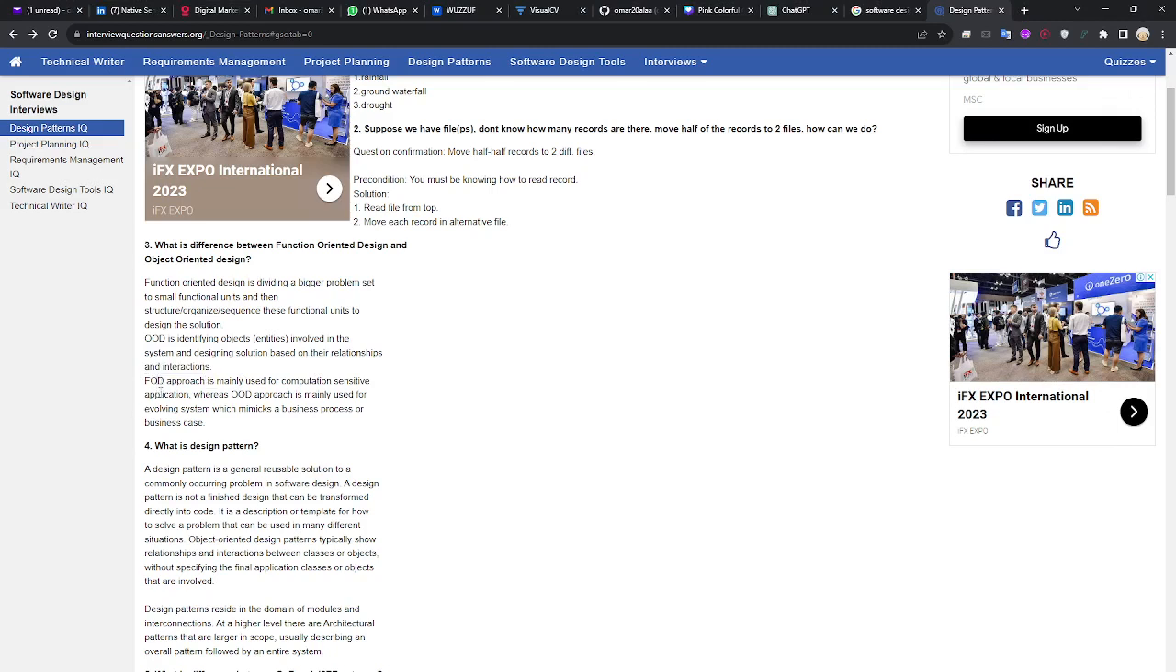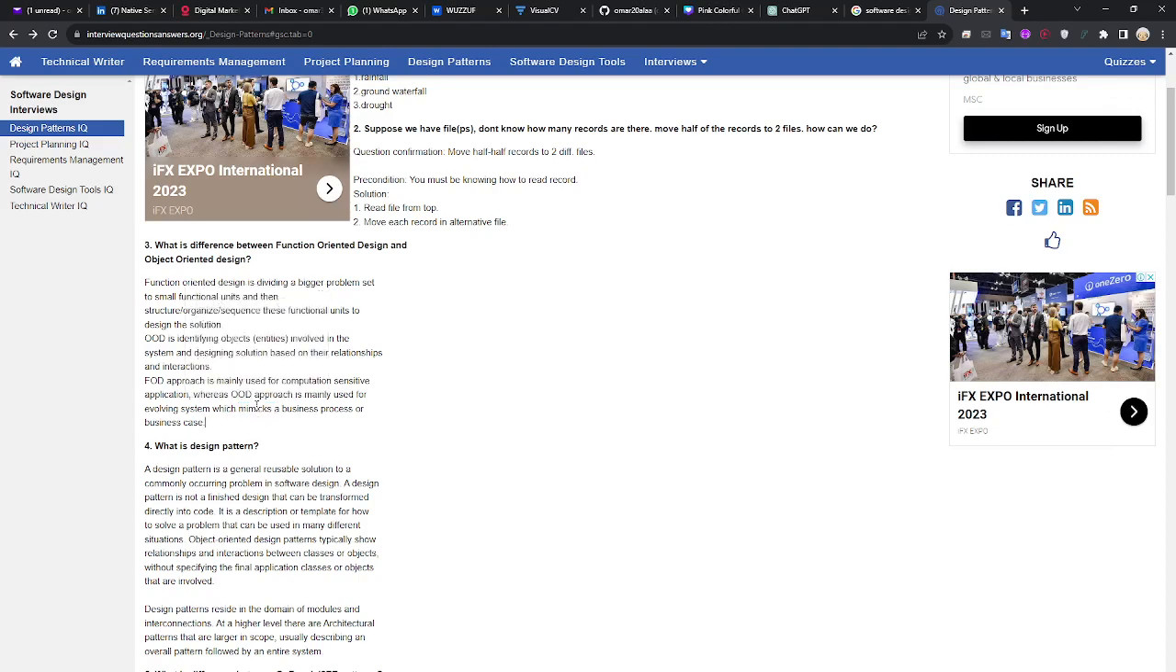The function-oriented design approach is mainly used for computation sensitive applications, whereas an object oriented design approach is mainly used for evolving systems which mimic a business process or business case.